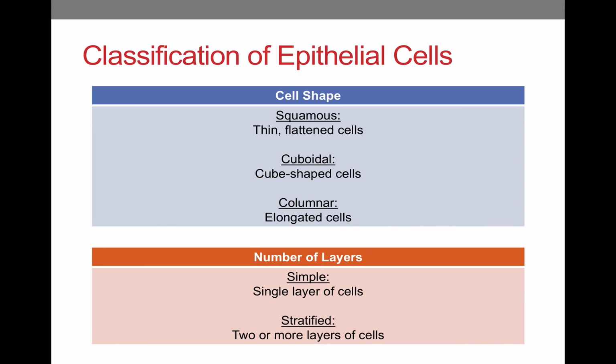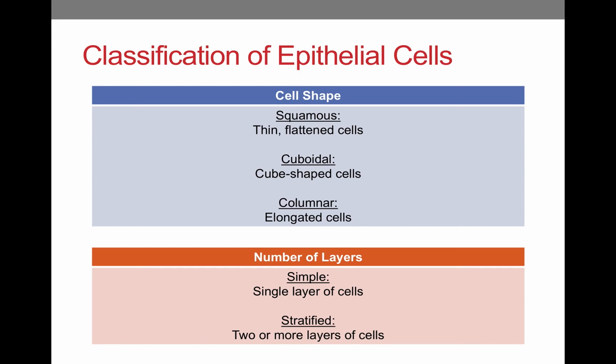Epithelial tissue is classified based on its cell type for the most part. It's important to understand both cell shape and the number of layers. The cell shape and the number of layers are going to help determine the function of the epithelium. So when you're looking at cell shape, there are three main shapes of cells. Squamous cells are thin and flat like tiles. Cuboidal cells are shaped like cubes. And columnar cells are shaped like columns, so they're longer and skinnier.